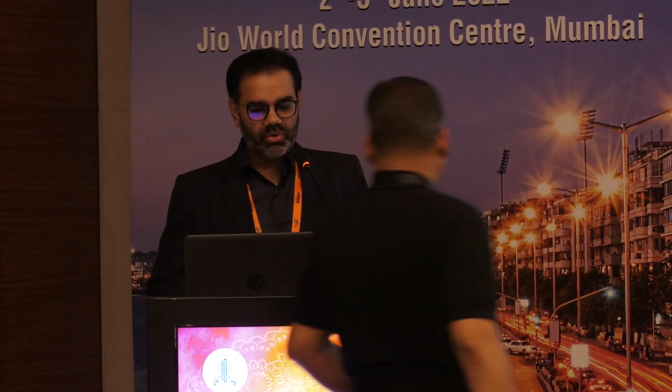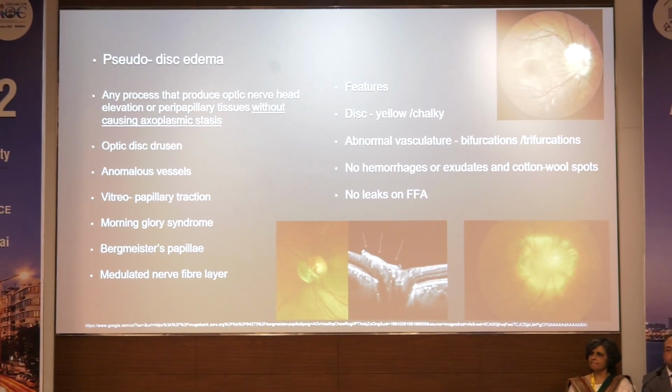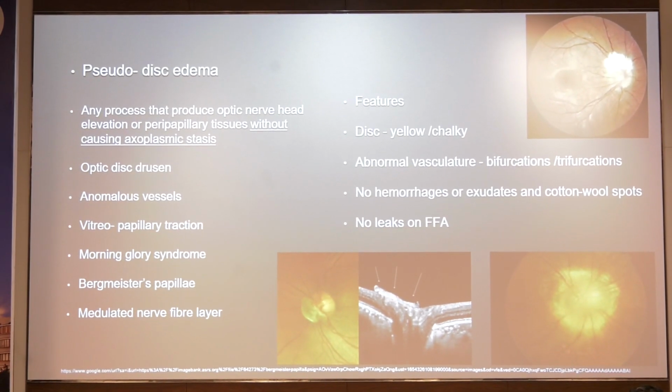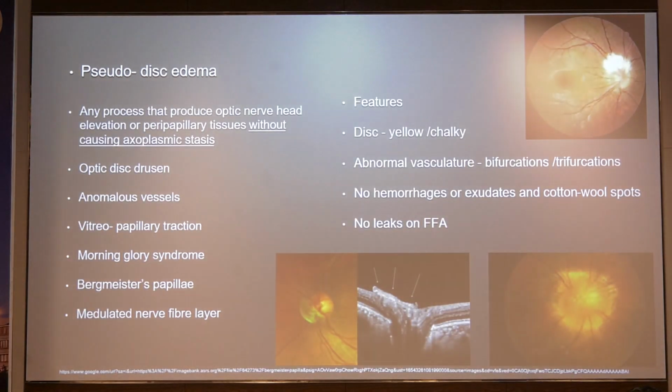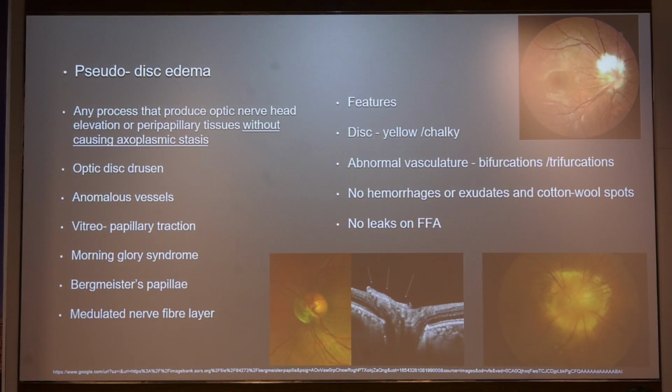So basically, before going into a true disc edema, we are going to talk about pseudo disc edema first. Basically, there is an elevation of the optic nerve head or peripapillary tissues without any axoplasmic stasis. The possible causes could be optic disc drusen, anomalous vessels, vitreopapillary traction, morning glory syndrome, Bergmeister's papilla, medullated nerve fibers.